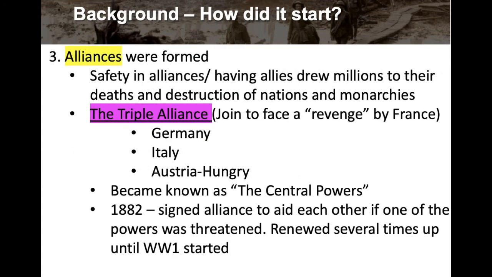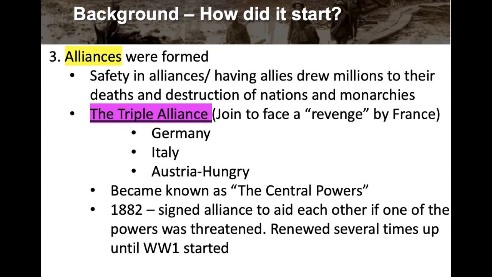Number 3, so we talked about Wilhelm II, we talked about new nations being created, and then number 3 was alliances were formed. And this is very important. This will be on your exam. Very important. So they formed these alliances, and these alliances were for safety. The point of the Congress of Vienna was to basically make sure one country would not be more powerful than another, which of course never works.